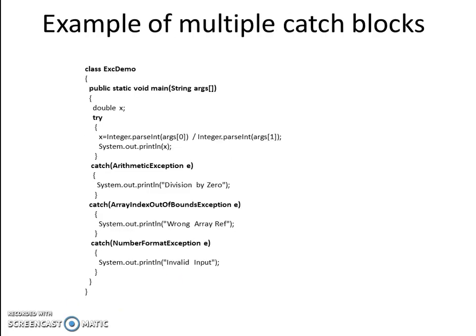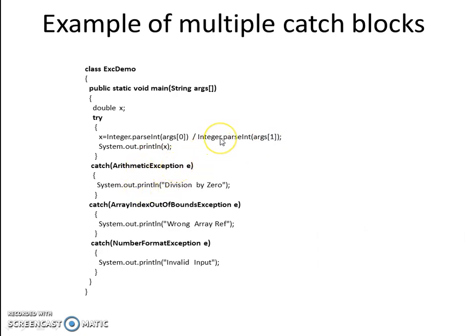Now, in this program, we are showing the use of multiple catch blocks to handle an exception. This is a program where we are inputting 2 arguments at the command line from the user. Now, 3 types of exceptions may be thrown by this statement. First, if the value of the second argument is entered as 0, then this will result in an arithmetic exception which will be handled by this catch block.